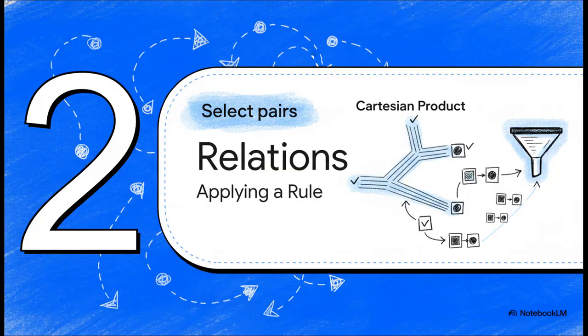Okay, so we've got our master list of all possible pairs, our Cartesian product. Think of it like a giant buffet with every possible food combination. But what if you're on a diet? What if you don't want all the pairs? What if you only want the ones that follow a certain rule, like maybe only the healthy options? Well, when we start applying a rule and picking out specific pairs, that's what we call a relation. Let's look at an example to make this crystal clear.